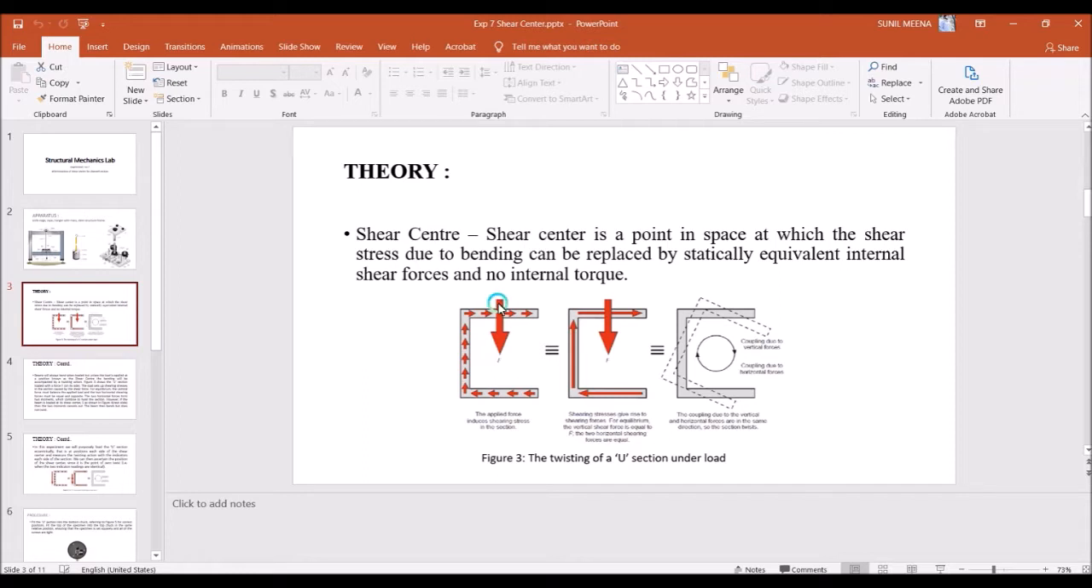Suppose we are applying the load here in the channel section, there will be a rotational moment. The applied force induces shearing stresses, moving from this side to this side, so the section will rotate in the clockwise direction. So we need to find out the point about which, if we apply the load, there will be no rotation. That will be our shear center position.